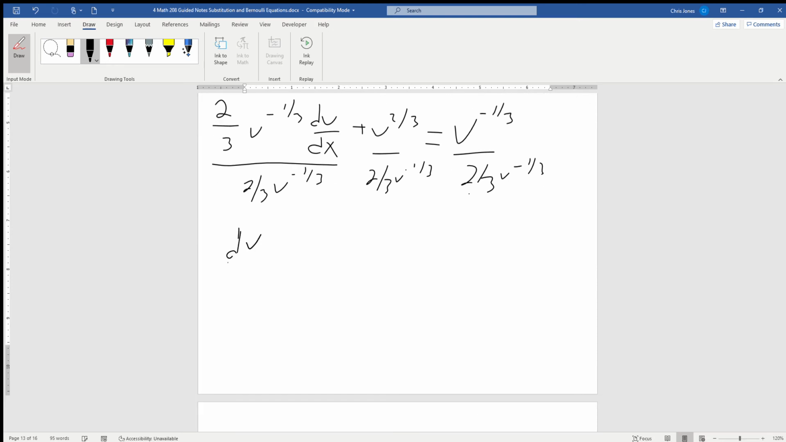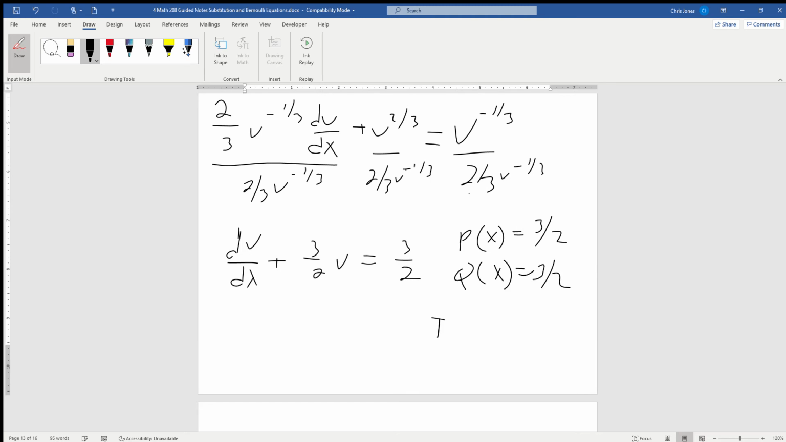So dv dx plus 3/2 of v. Right? So we have 2/3 minus a minus 1/3 becomes 3/3. And then on the right-hand side, 3/2. And I don't think we can get an easier linear differential for this one. So this is linear at this point. P of x is 3/2. Q of x is also 3/2. And our integrating factor is e to the integral of 3/2 dx, or e to the 3/2 x.